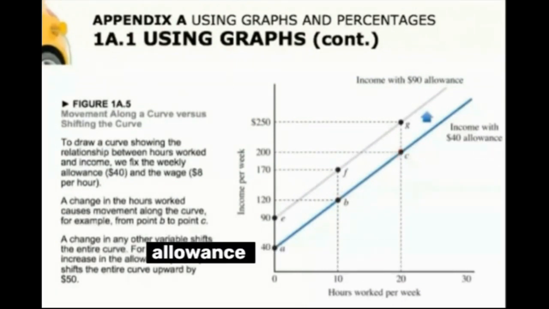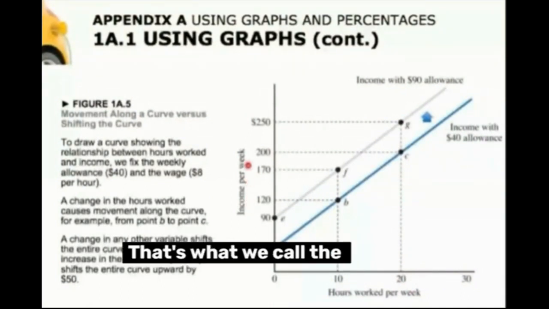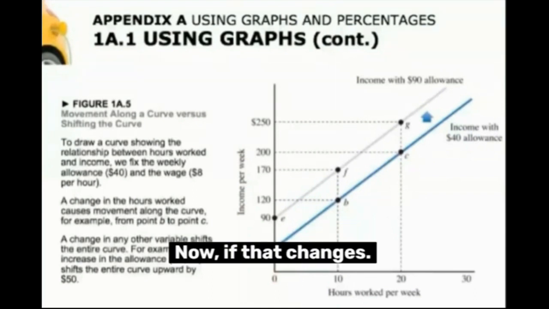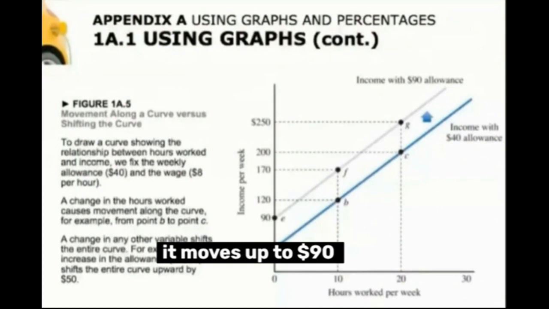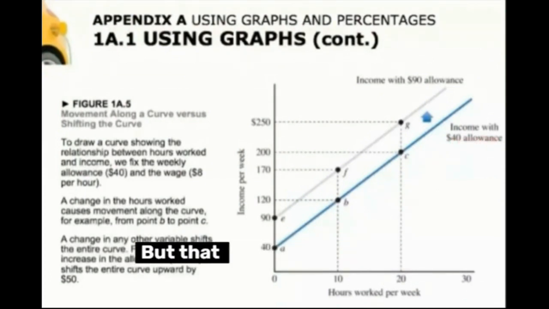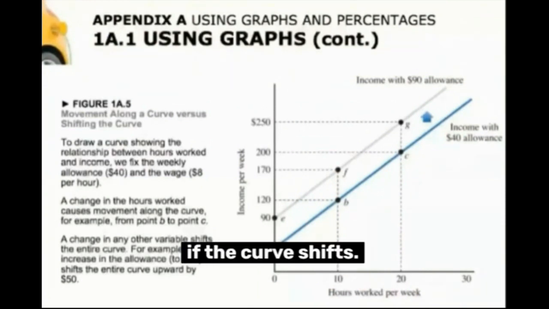Now, if something else changes, for example, suppose your allowance were to change, or the amount of money you get even if you don't work any hours, right? That's the vertical intercept. It's the value of income for 0 hours worked. That's what we call the vertical intercept. Now, if that changes, so suppose instead of getting $40 even if you don't work, it moves up to $90 even if you don't work. Well, that means your income rises even if hours worked per week doesn't change. Well, that can only happen if the curve shifts.